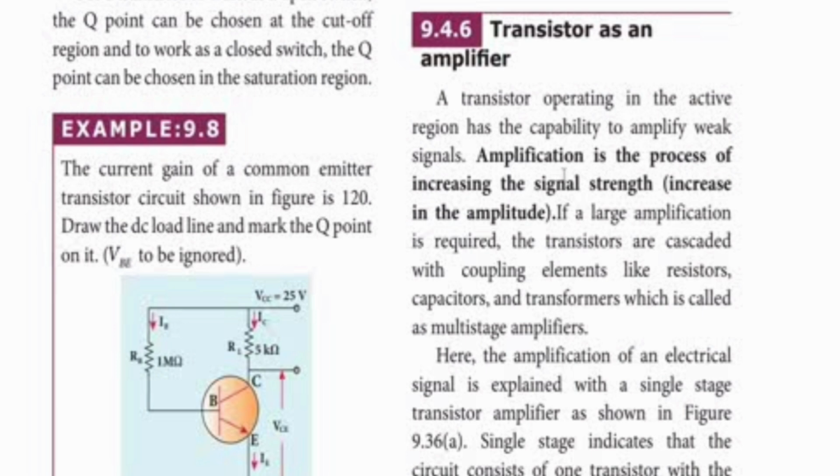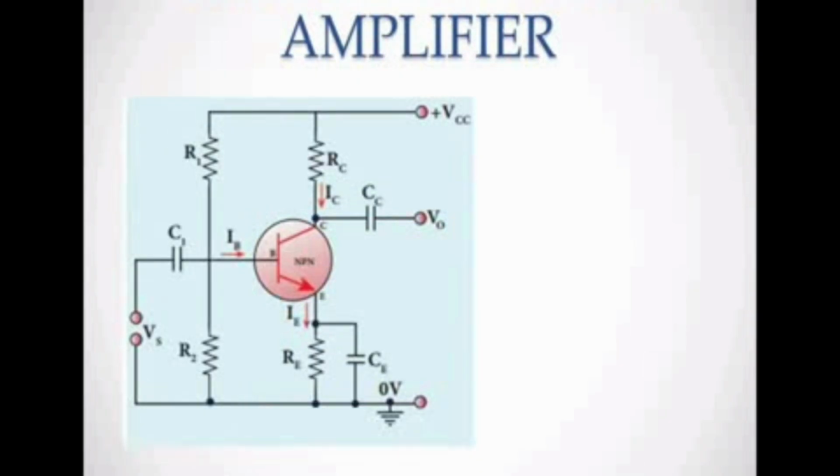By using that amplifier, you can increase the signal strength. That's called an amplifier. So amplification is the process of increasing the signal strength or amplitude. So that's called the amplifier. Here the transistor is going to be used as this amplifier.